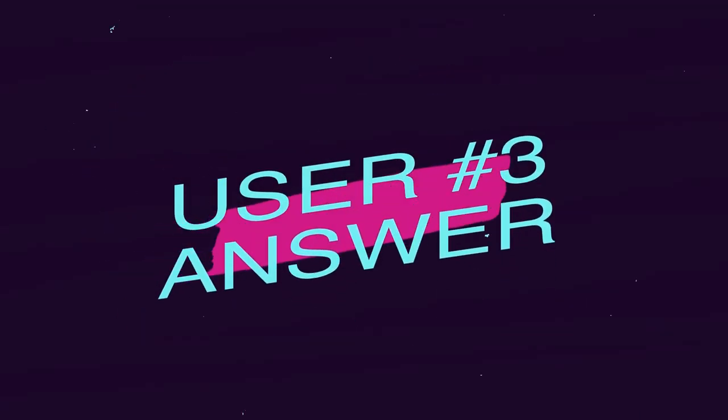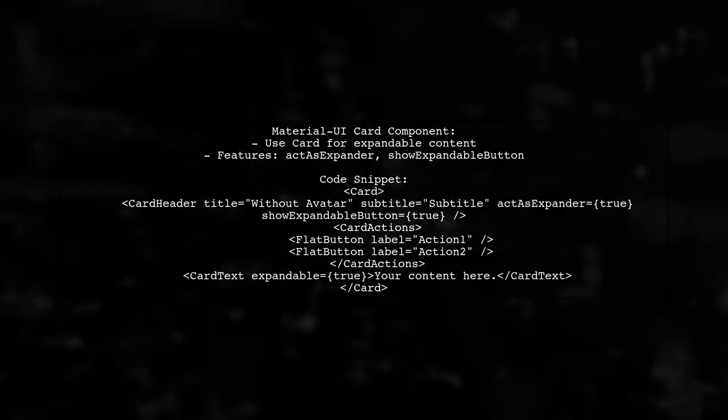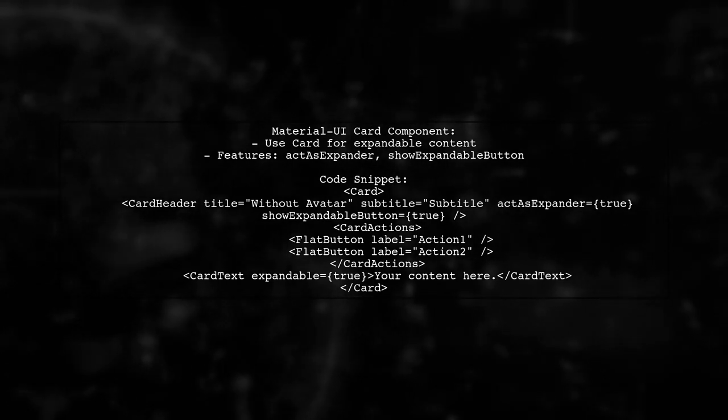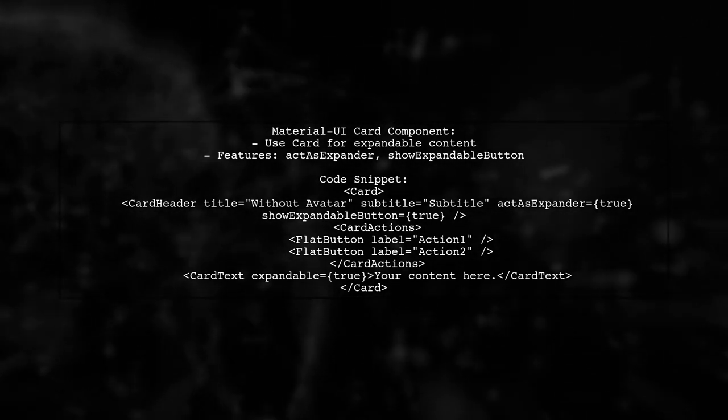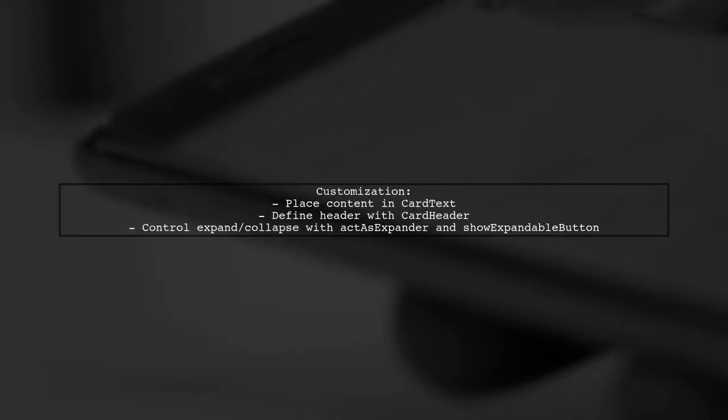Let's now look at another user-suggested answer. To create a definition list in Material UI, you can use the card component. It features an expand and collapse functionality. You can customize the card by placing your content inside card text and defining the header. The expand and collapse features are controlled by Boolean variables. For more details on using the card component, check the official Material UI documentation.